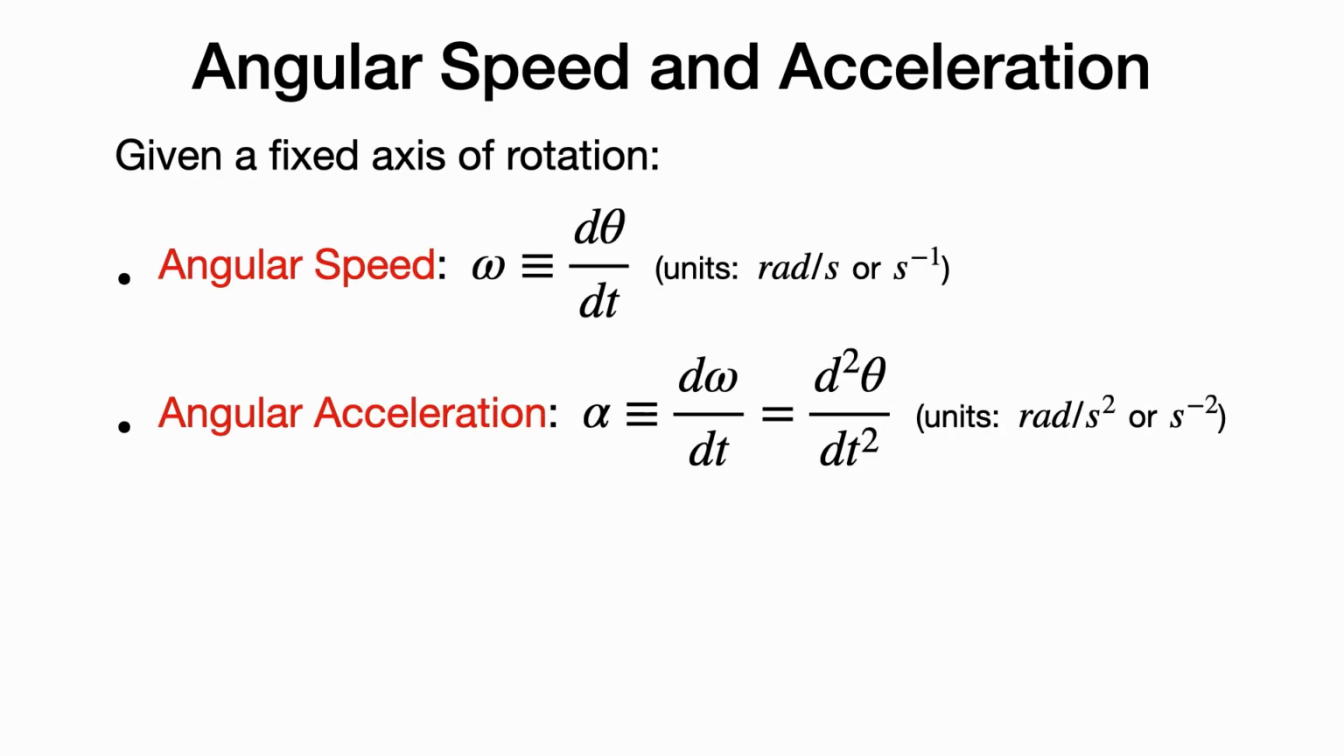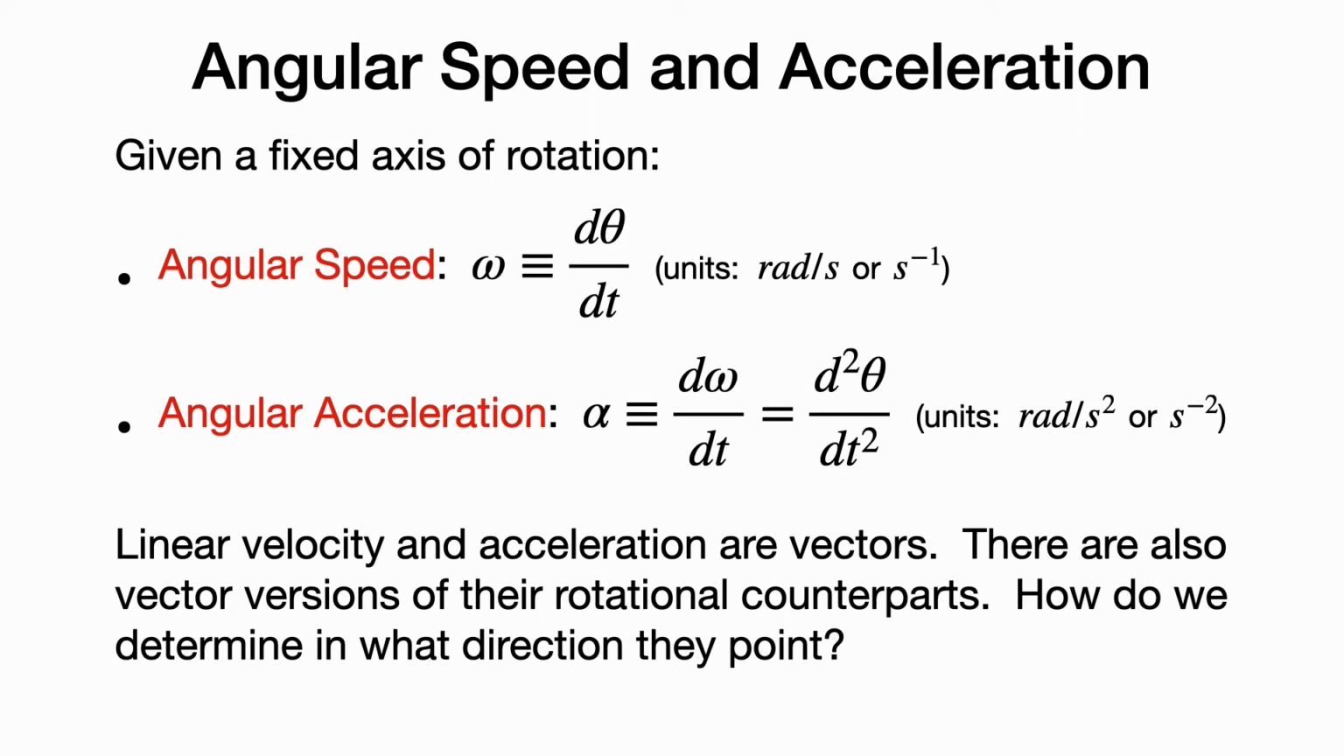Given a fixed rotation axis, we find that the angular speed of an object rotating is given by the time derivative of the angular displacement with respect to time. This is measured in units of radians per second, or more usually just simply as inverse seconds. The magnitude of the angular acceleration is given by the time rate of change of the angular speed, or the second time derivative of the angular displacement. It has units of radians per second squared, or simply inverse second squared.